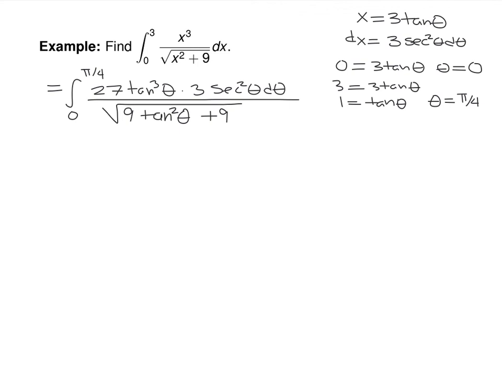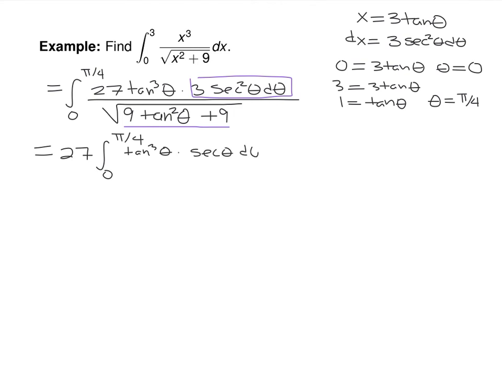And by now you should be pretty good at these simplifications. I'm going to skip a few steps. Pull that 27 out, integrate from 0 to pi quarters. Let's just talk it through. In this denominator, the 9 factors out, giving you tangent squared theta plus 1, which becomes a secant squared theta, which roots to singular secant, canceling one of these guys and that 3. So in your numerator, what you have left is tangent cubed theta times just secant theta d theta.